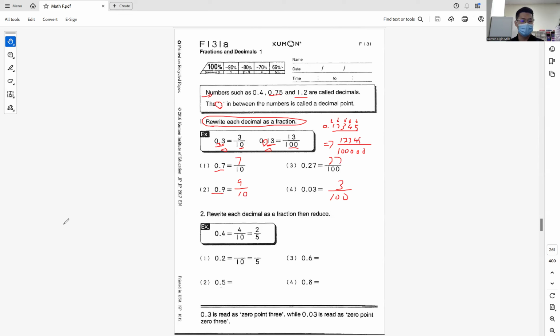All right, so any questions for this? All right, so let's take a look at this one. Over here, do you see that this whole thing, we don't have to reduce it, right? But over here, we do have to reduce. So every time that I see a fraction, I always reduce it, even if it's a decimal.